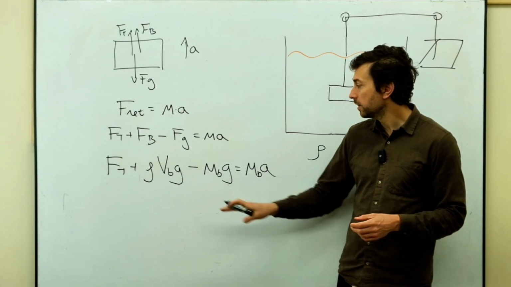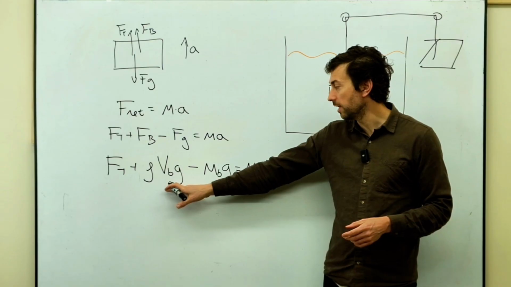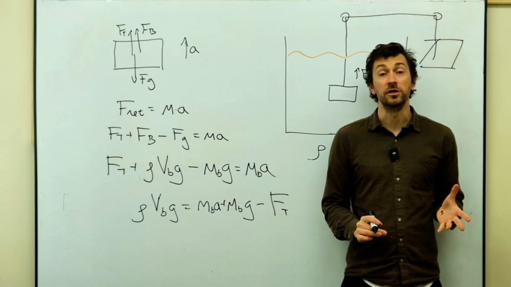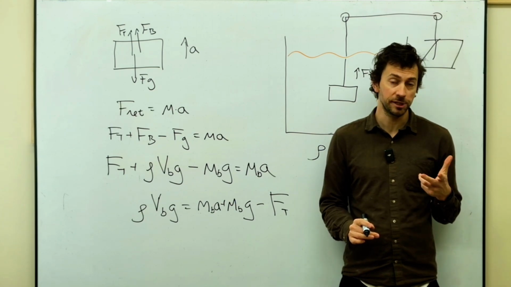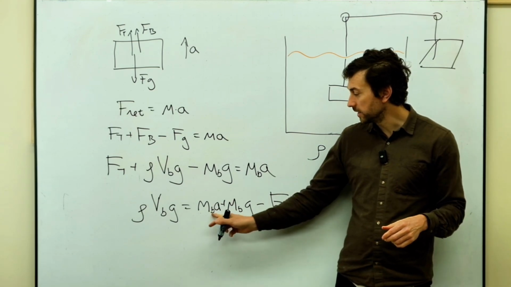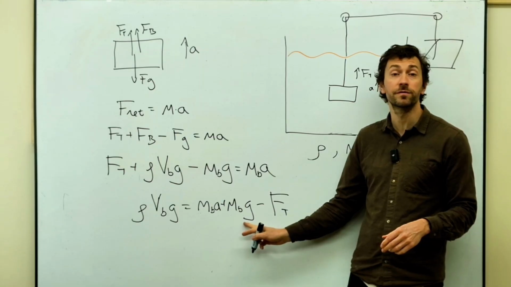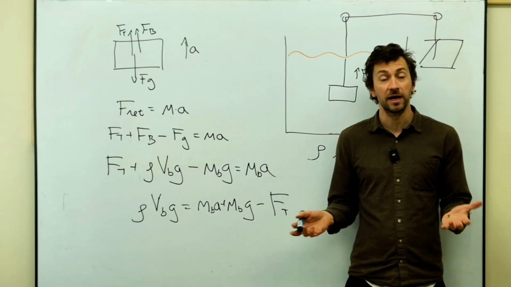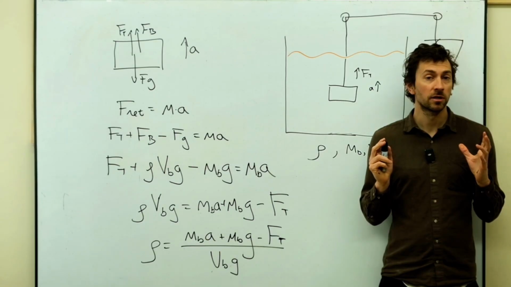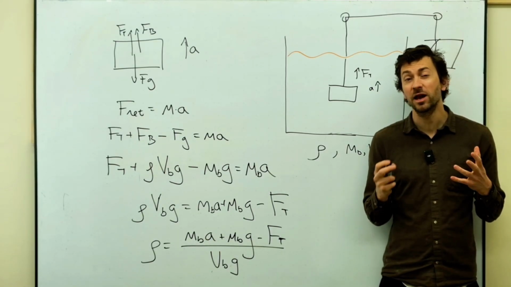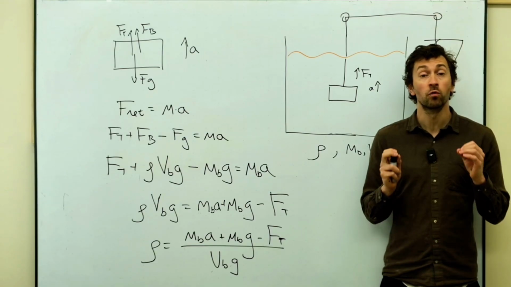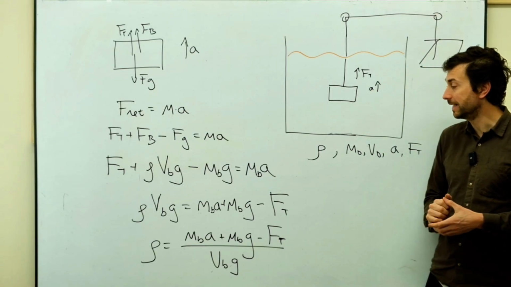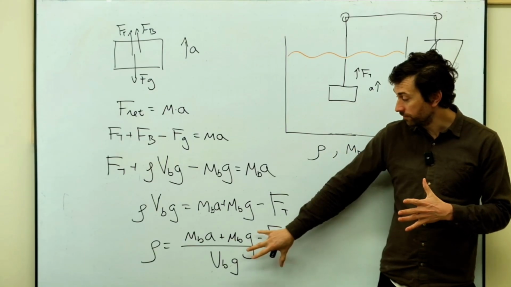Okay, let's solve, leaving this term on the left side and everything else on the right side. We get rho Vg equals ma plus mg minus force of tension. This is the acceleration term, this is the force of gravity term, and this is the tension term. We just solve for rho now, dividing by volume and g. We have a mathematical formula for rho, the density of the liquid. We don't know what the liquid density is, but if we knew the numbers, we could find it.